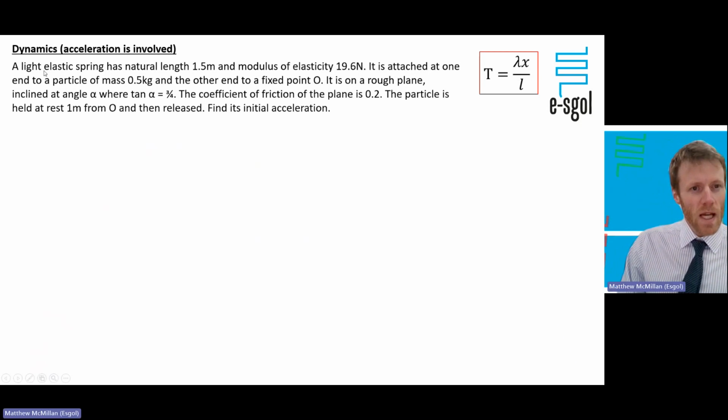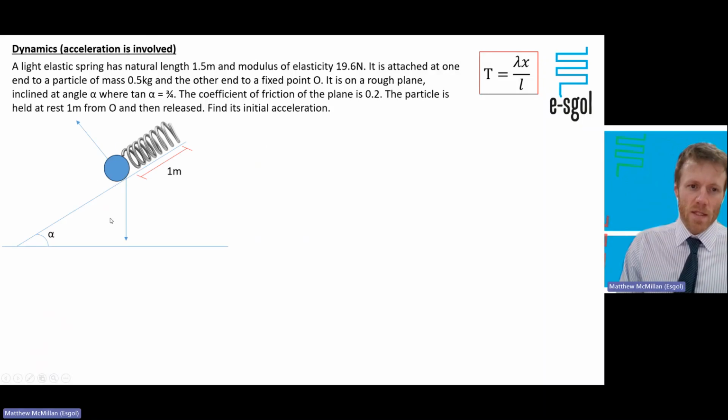So here we've got an elastic spring, and it's attached at one end to a particle, the other end's attached to a fixed point. It's on a rough plane, and the plane is inclined at an angle. This diagram represents the situation. It also tells us that there is some friction involved.